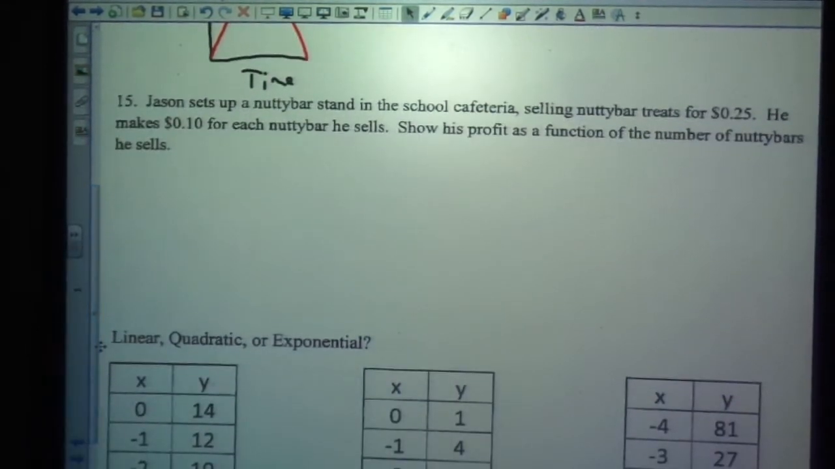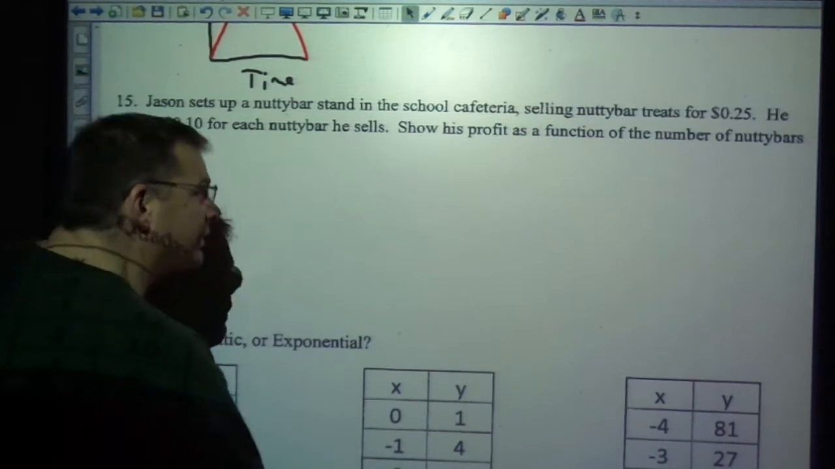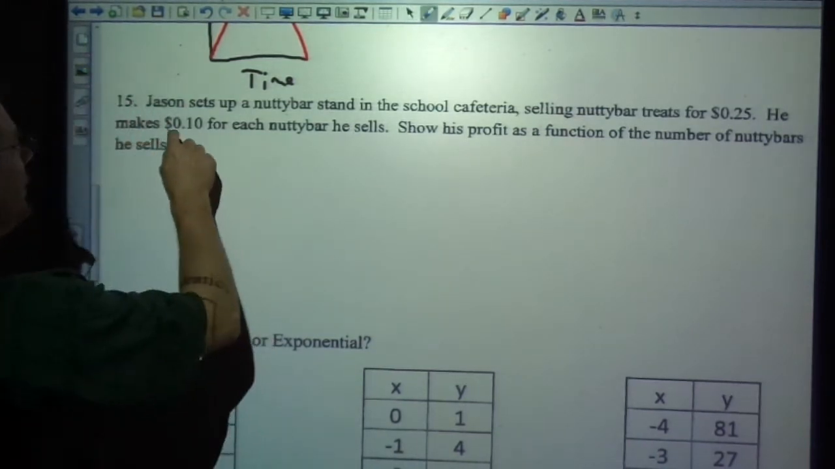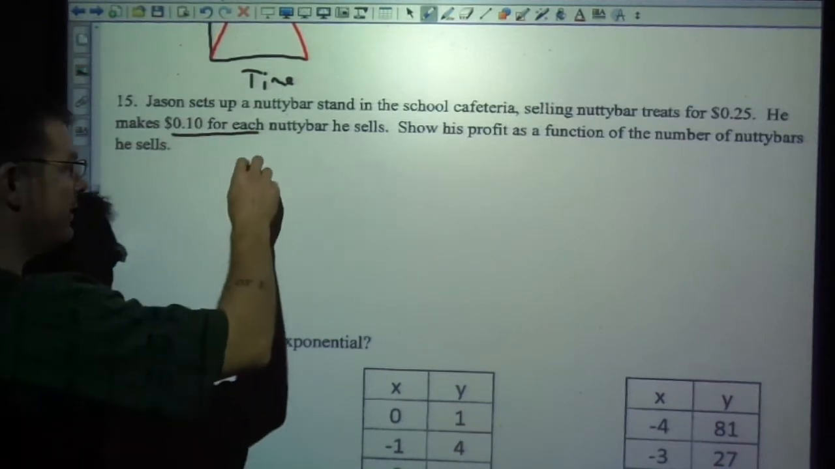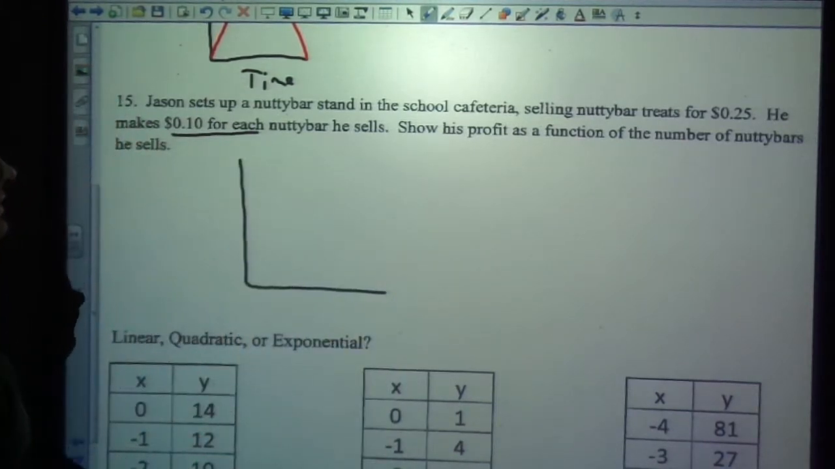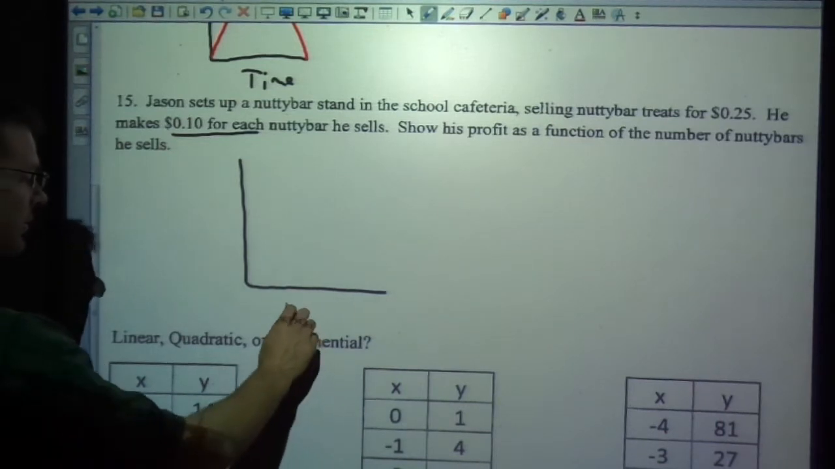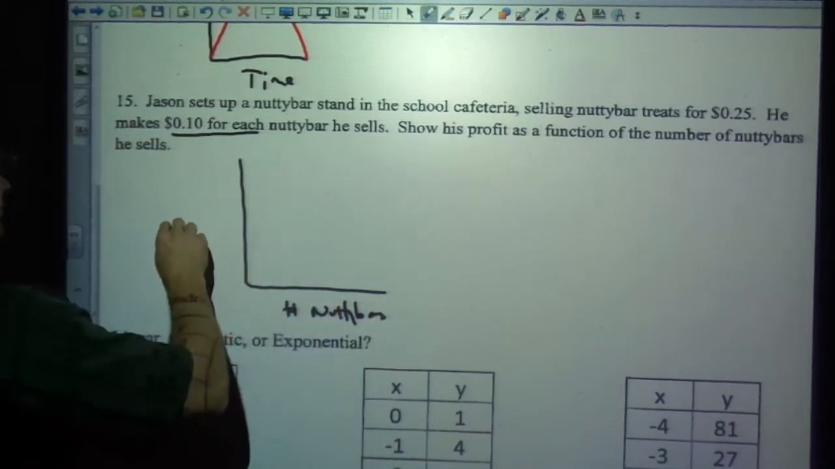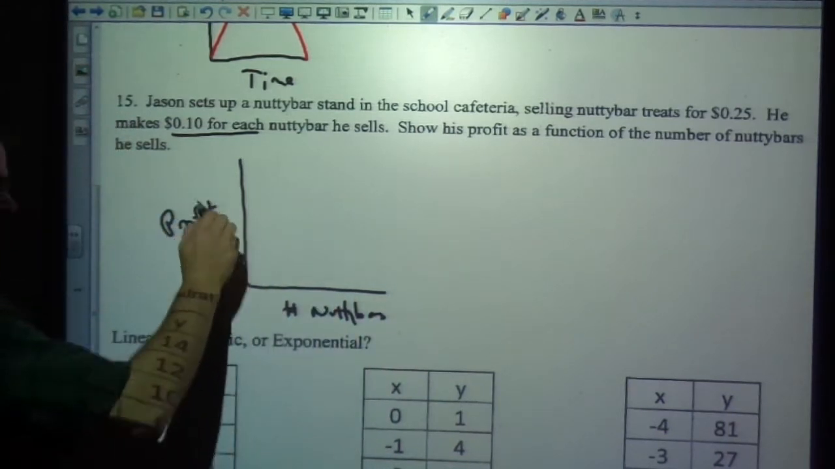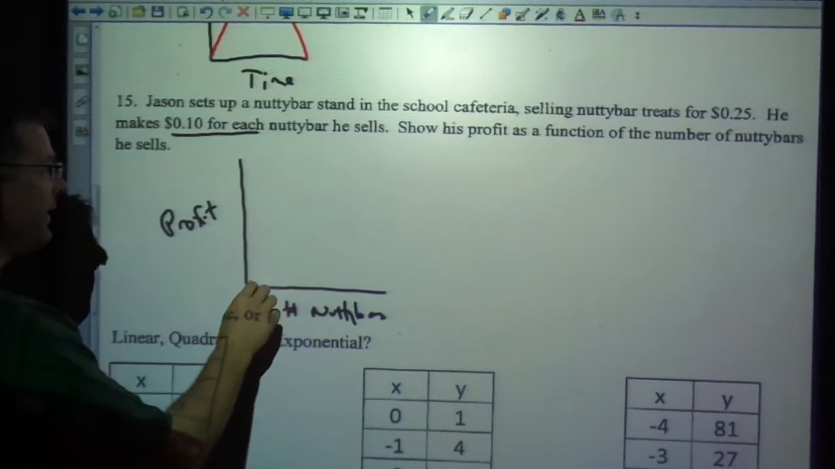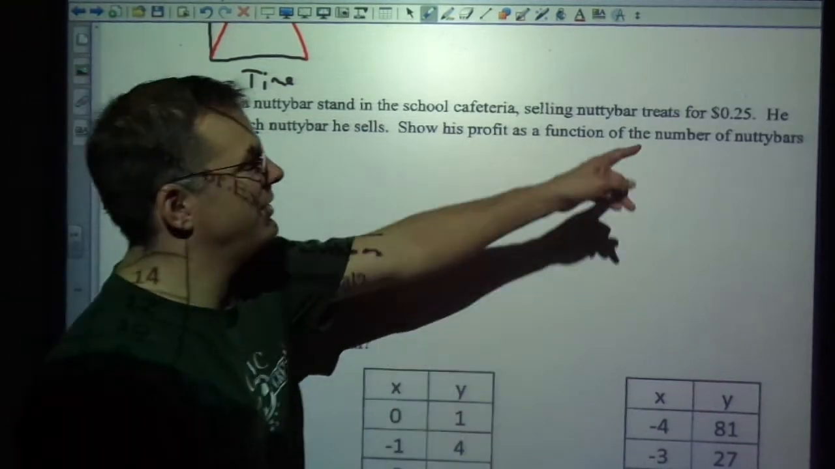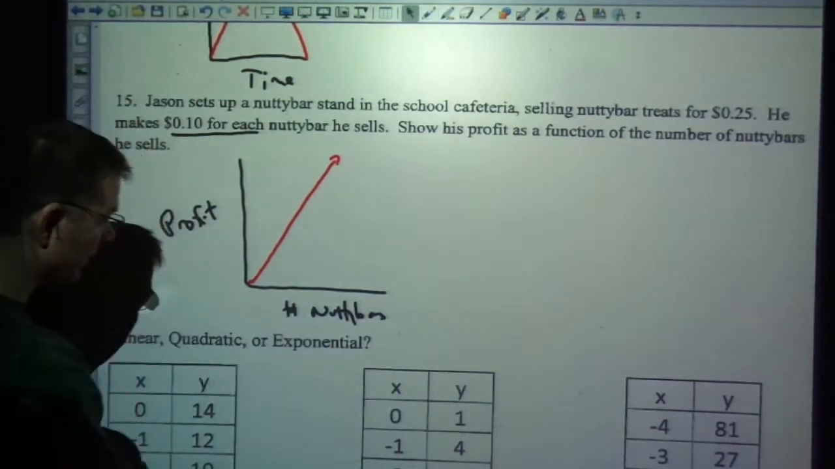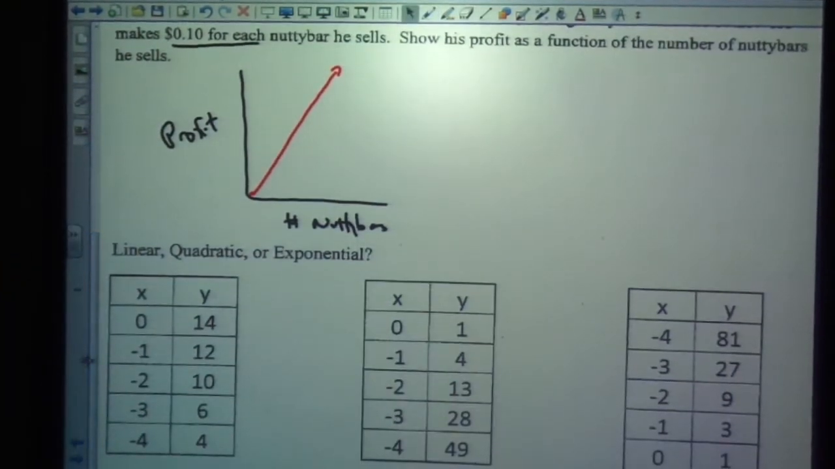Jason sets up a Nutty Bar stand in the school cafeteria, and he sells Nutty Bars for 25 cents. He makes 10 cents for each. This is important. That means it's a constant rate of change. Show his profit as a function of the number of Nutty Bars. So here's my number of Nutty Bars, and this is my profit. If I don't sell any, I'm at 0, but then I make 10 cents for each one. This number doesn't even really matter. It's a linear relationship. Okay. Linear, quadratic, or exponential.